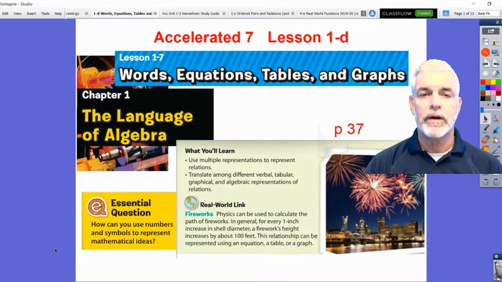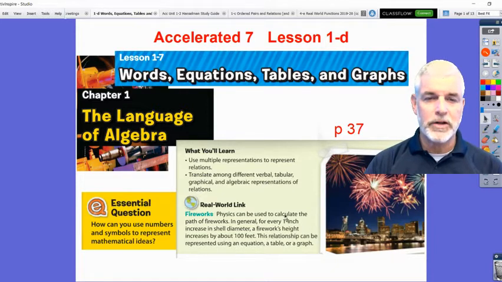Dr. Riley here with our final topic in Unit 1 and 2, Chapters 1 and 2 in the book, kind of putting it all together, representing relations in 4 different ways: words, equations, tables, and graphs. There's a little real world example here on page 37, which is fireworks.